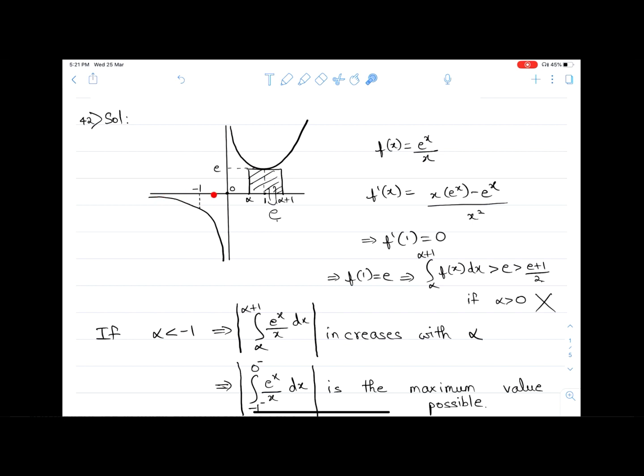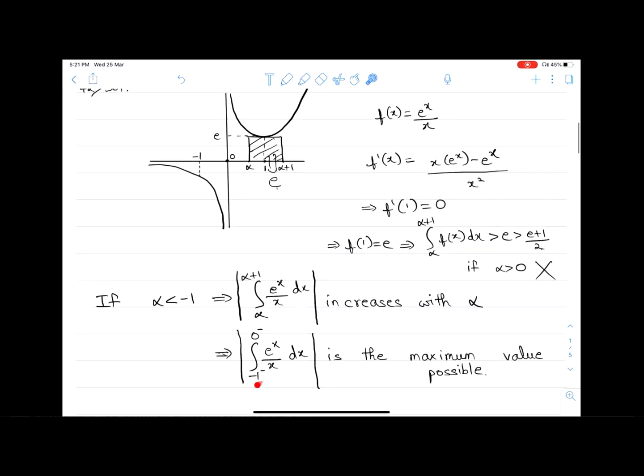But if you take alpha here and alpha plus 1 here, the area will keep on increasing. So the area starts from 0 somewhere here and goes on increasing till it attains some value. We can't say it is infinite. That is our task actually. The integral from -1 to 0 of e power x by x dx is the maximum value it can attain. So we'll just try to understand if this value is lesser than (e plus 1) by 2 or greater than (e plus 1) by 2.